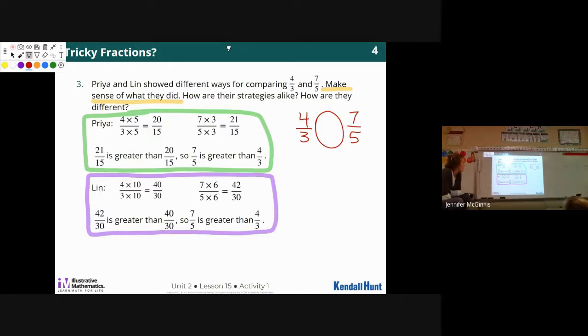Are they using the same strategy that we use? What are they doing? Chloe, talk to me. Make sense of what they're doing.